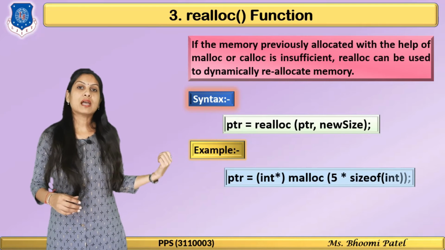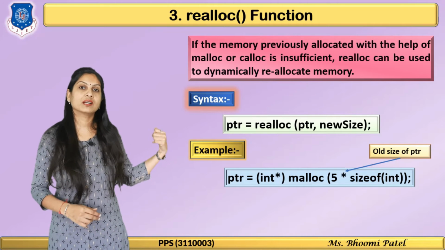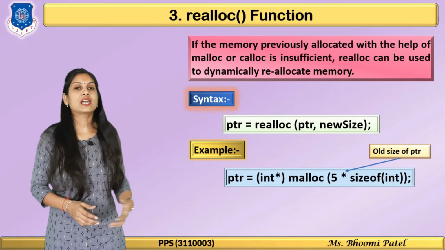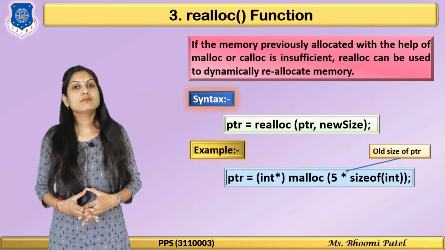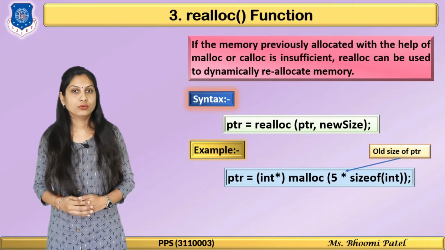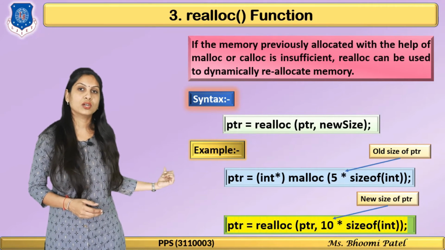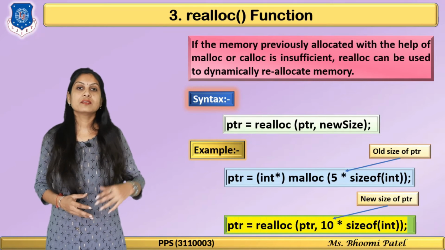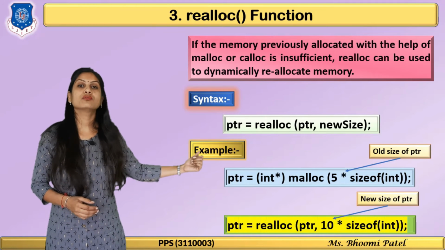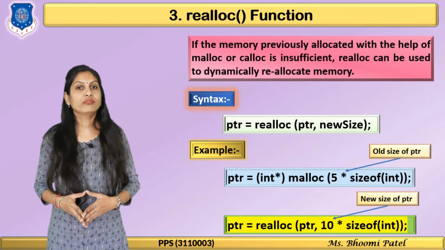Previously allocated memory is using two different ways. First is malloc and second is calloc. Here I am considering the malloc function, like ptr equals integer star, malloc 5 into size of integer, meaning 10 bytes of memory will be allocated, and now we want to change it using realloc. For that we follow the syntax: ptr equals realloc, and then ptr, that is the pointer that allocated the memory using malloc, and then 10 into size of integer, meaning 10 into 2, 20 bytes will be allocated instead of 10.